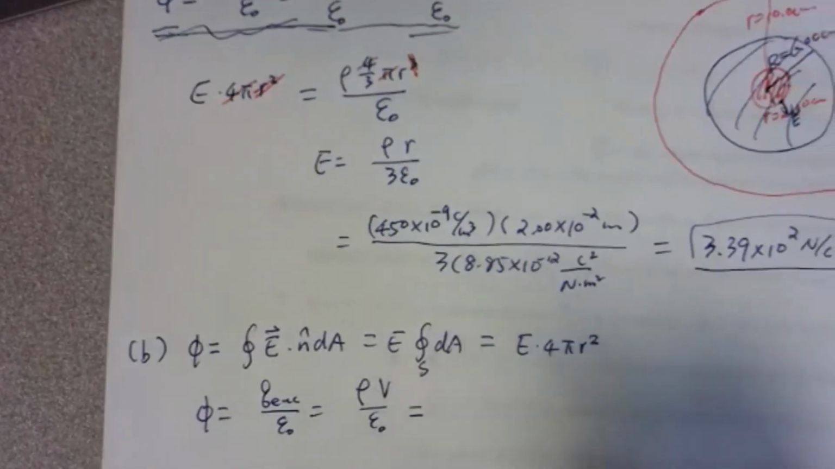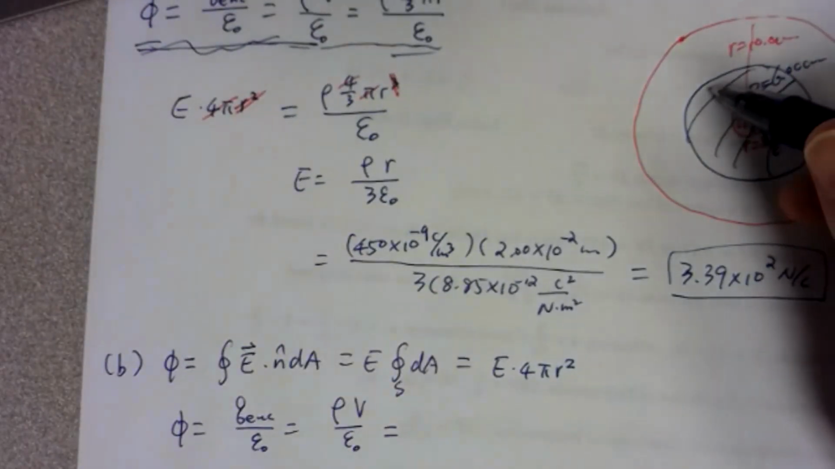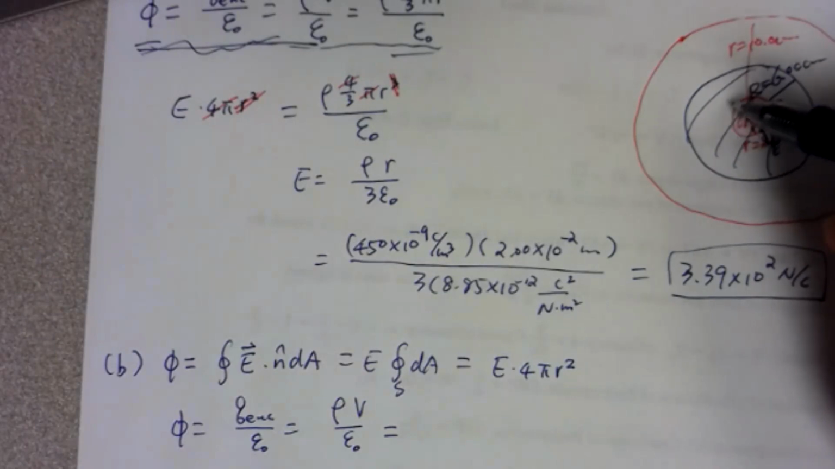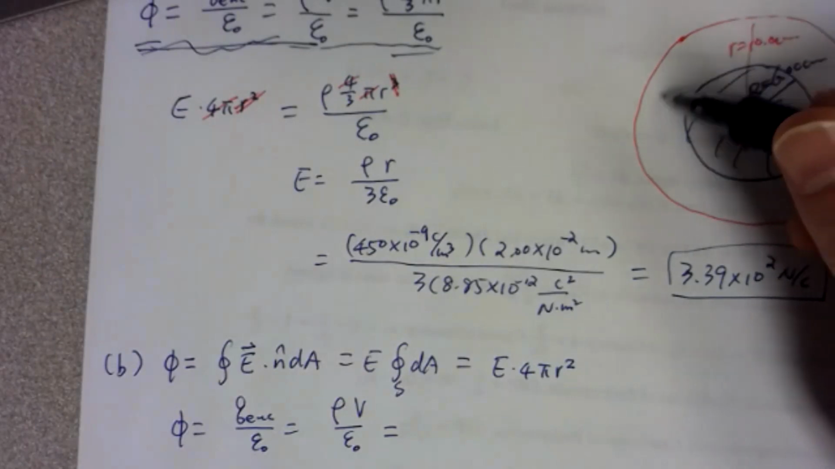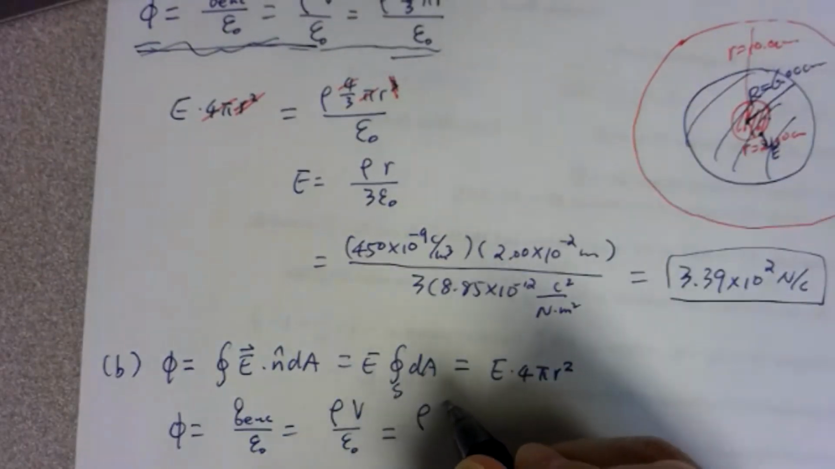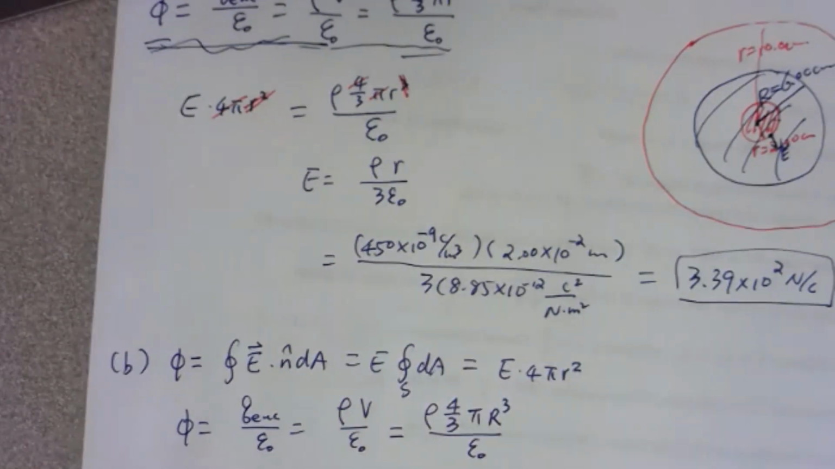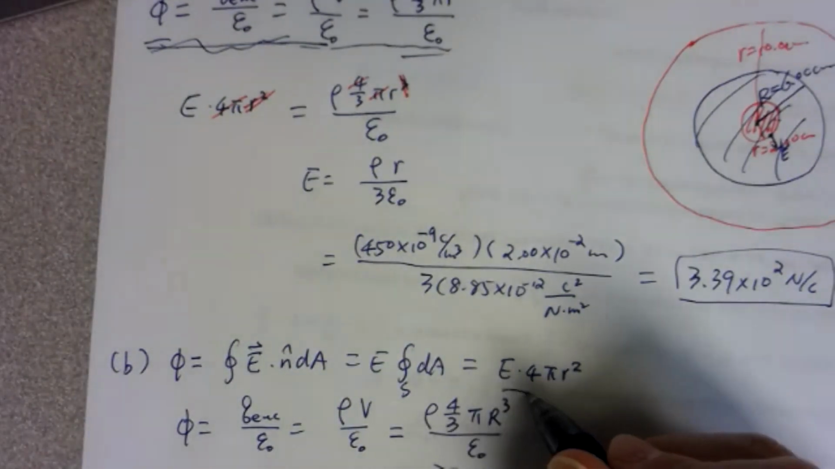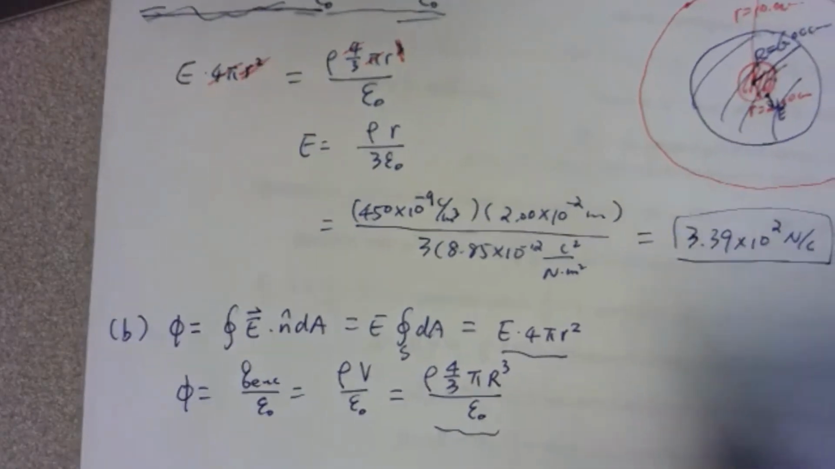Now this time, the charge distribution is only up to the sphere, right? Here is vacuum, nothing there. So you wouldn't use the small r, but you would use the bigger R for that. So rho times 4 over 3 pi capital R cubed over epsilon naught. All right, and then you're going to set these two together because they are both phi.